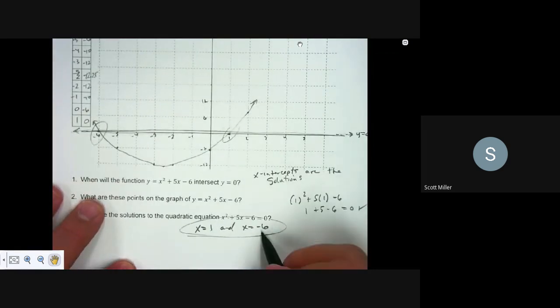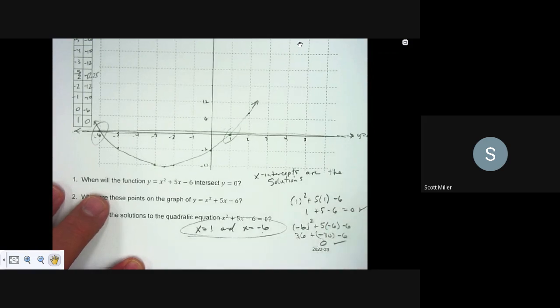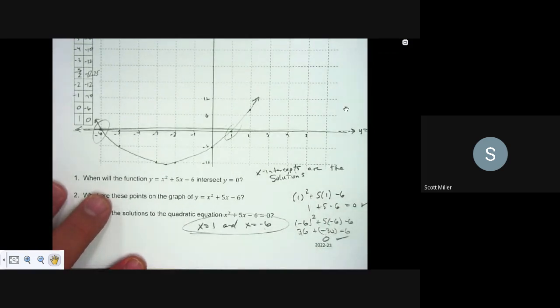Okay, and the same thing will apply if I plug in -6. Plug in -6, square it, 5 times -6 minus 6. This is 36. This is a -30, minus 6, 36 minus 36. Sure enough, that is also 0. So this is what's going on.